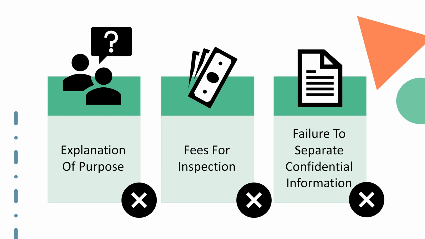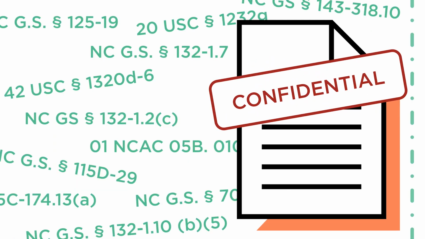Lastly, you cannot deny a records request on the grounds that there is confidential information included within the records. The agency must instead bear the cost of separating or redacting the confidential information. But what exactly counts as confidential information? In order for public records to be confidential in North Carolina, they must be made confidential by federal or state statute. That means that if you're trying to claim that a record is confidential, you must be able to point to the law that makes it so.